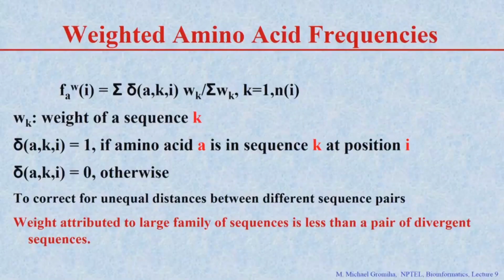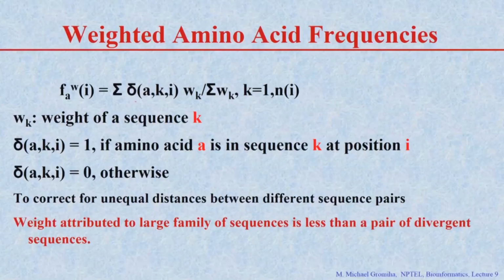So, the second one is weighted amino acid frequencies. Here we give weightage to any specific sequence or to any given residues, to give preference. Here we introduce this term, delta AKI. This is equal to 1 if amino acid A is in the sequence K at position I, and then you give the weightage for the particular sequence. Otherwise, this is equal to 0.